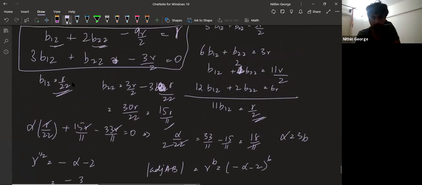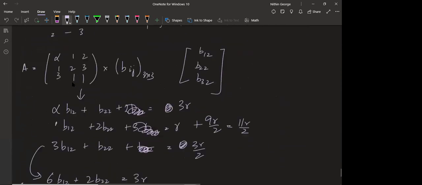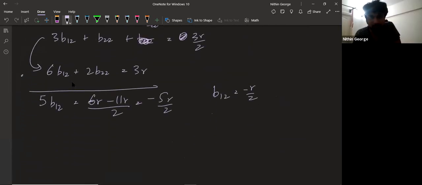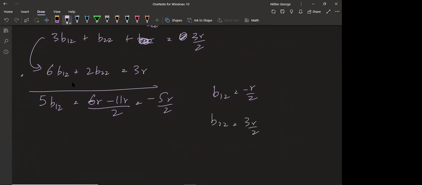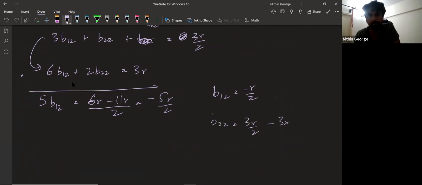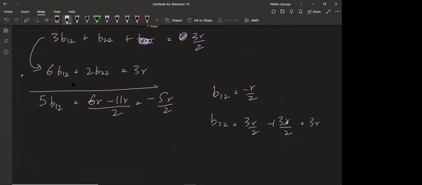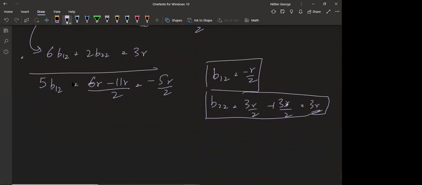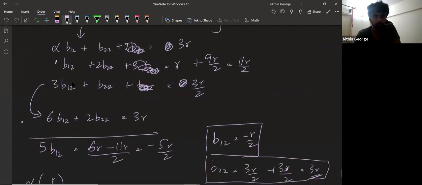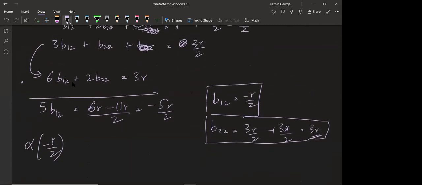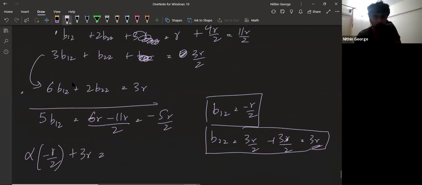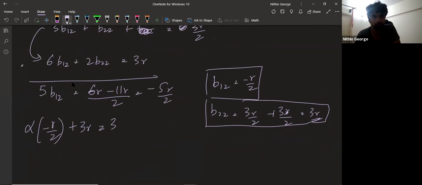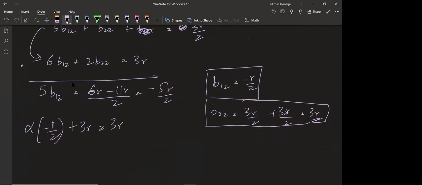And here I think we have our first improvement. Then B22 will be 3R by 2 minus 3 into B12, which is plus 3R by 2, nothing but 3R. So B22 is 3R. Our first equation, we'll write it again: alpha B12 minus R by 2 plus B22, plus 3R, is equal to 3R. So alpha will get cancelled.